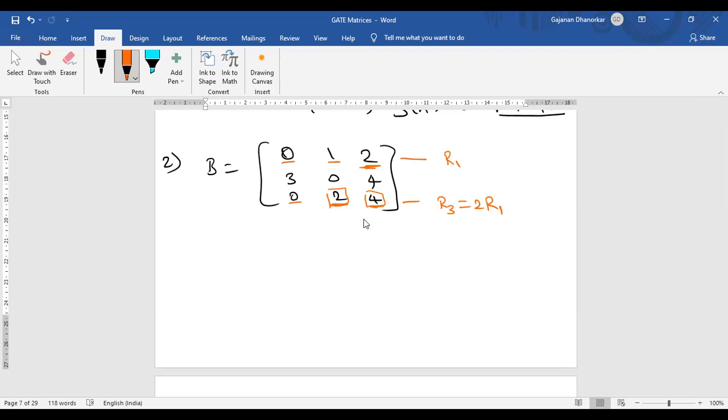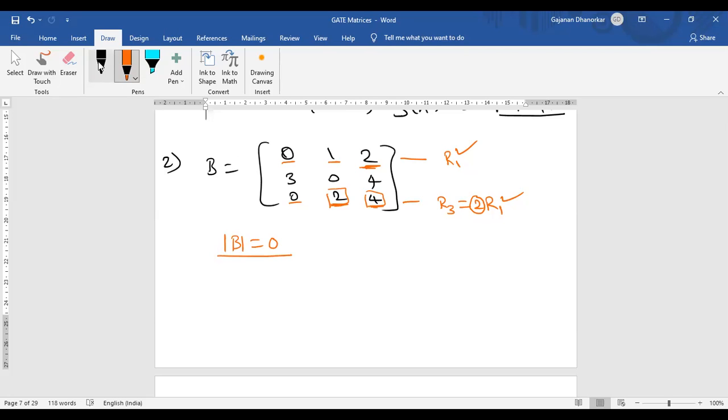Is it right? If rows are just multiplied by some constant, then we are saying that these rows are identical. And if rows are identical, then clearly I will say that this determinant is 0. Is it clear? This is the second rule to find the determinant of a matrix. If at least one row is 0, then the value of the determinant is 0. If rows or columns are identical, then the determinant is 0.